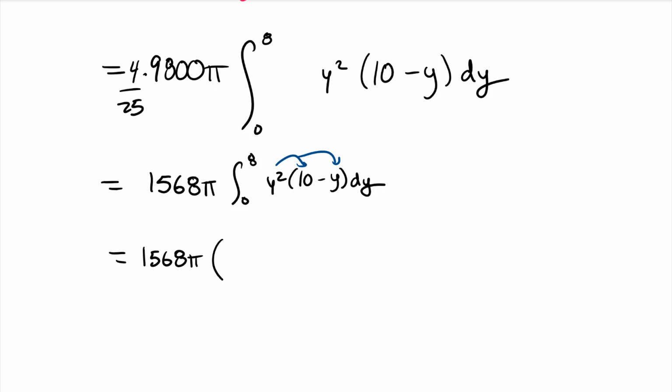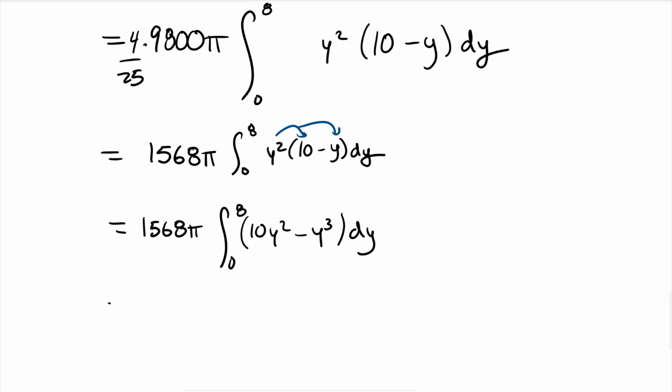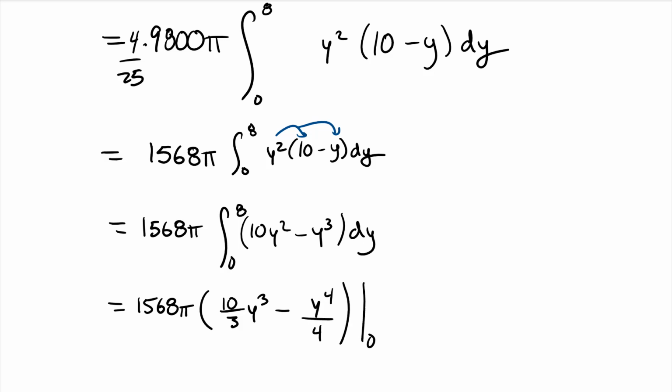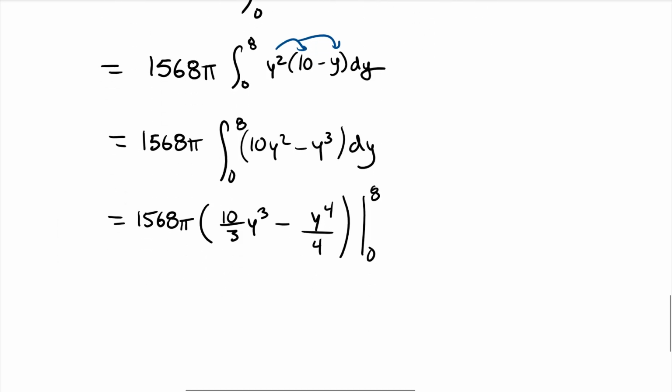1568 pi times, oops, I have to do the whole integral, 0 to 8, so we get 10y squared minus y cubed dy. And these numbers are going to get quite large. But again, since this is not a good test problem as far as solving in this manner, you will need to do stuff like this in your homework. These numbers are large. I don't know 8 to the 4th. I don't even know 8 cubed. But my calculator sure does.